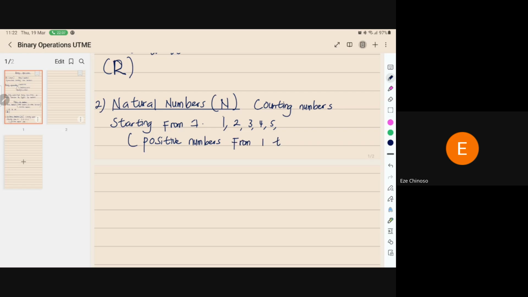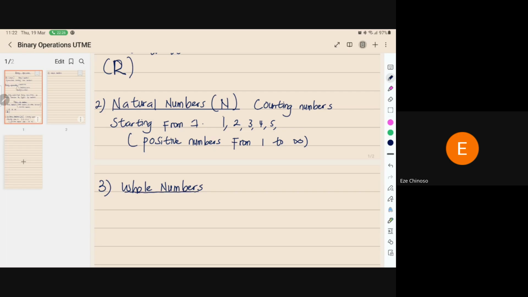From 1 till what? Till infinity. That is your natural numbers. Now the third one is your whole numbers. There's no symbol for whole numbers. They always tell you whole numbers, but sometimes under sets, it is just ones or natural numbers you always see.